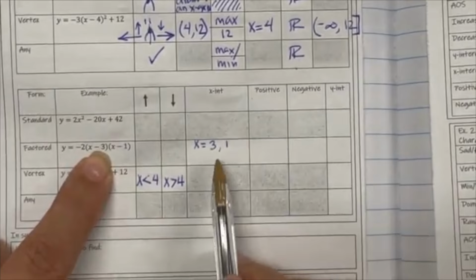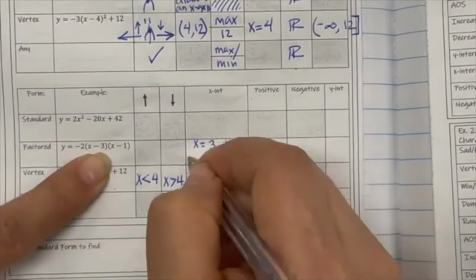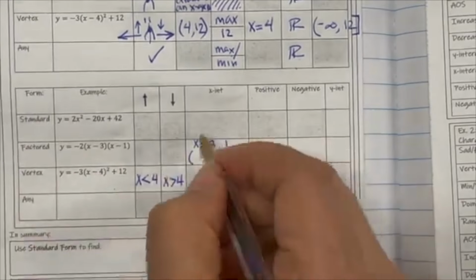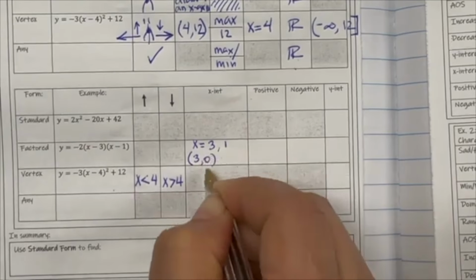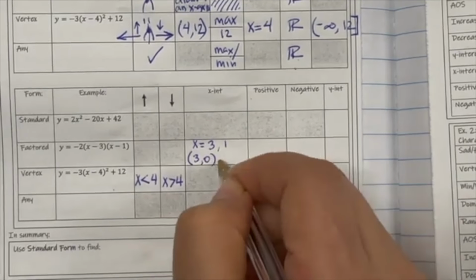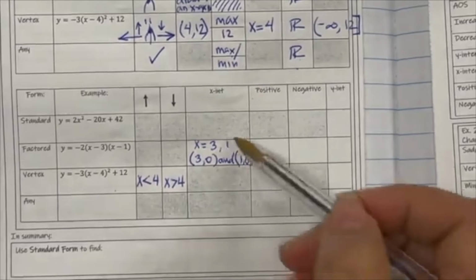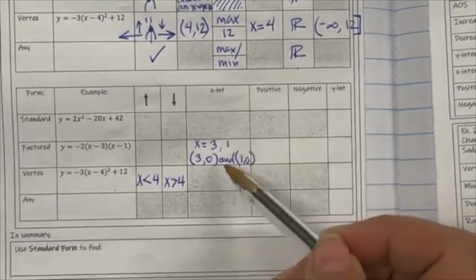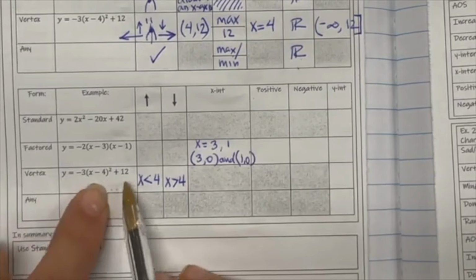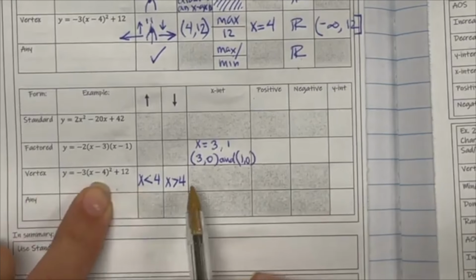And you can write this as well in coordinates. How do I write that in coordinates? 3, 0, because the y is 0, because that's crossing, and 1, 0. So two different ways of writing it down, but means the same thing. Can I find my x-intercept from vertex form? Not by looking. I can calculate, but not by looking.